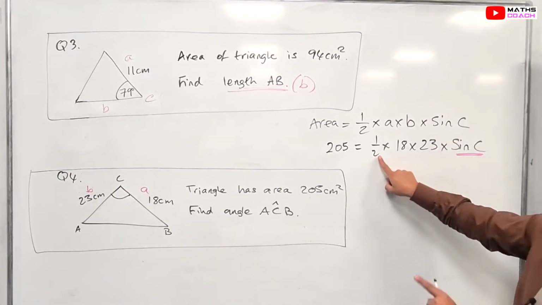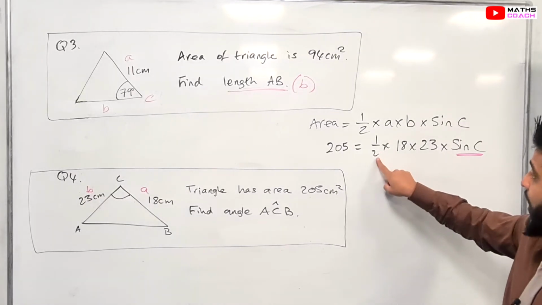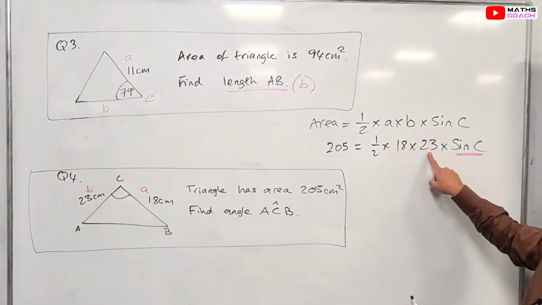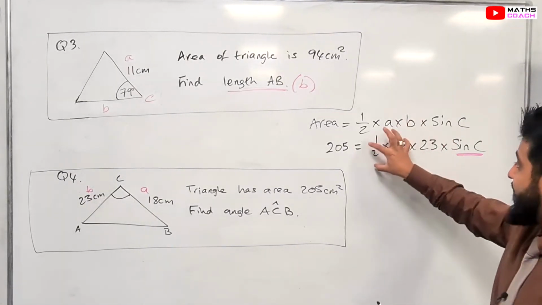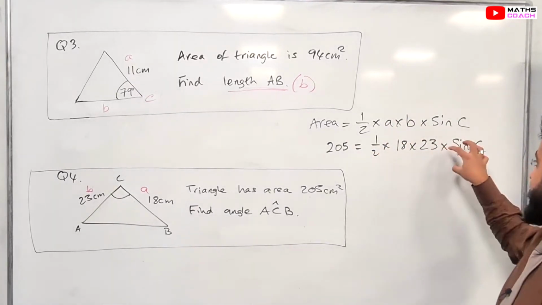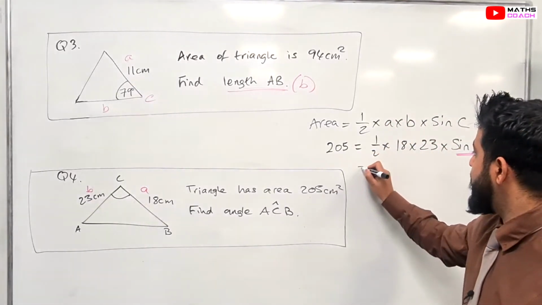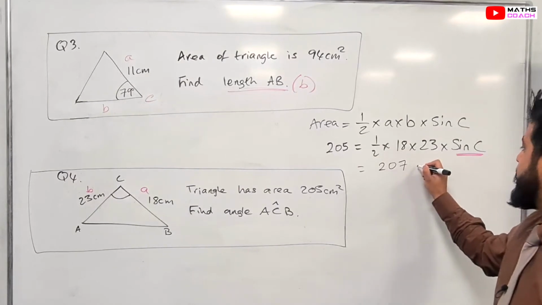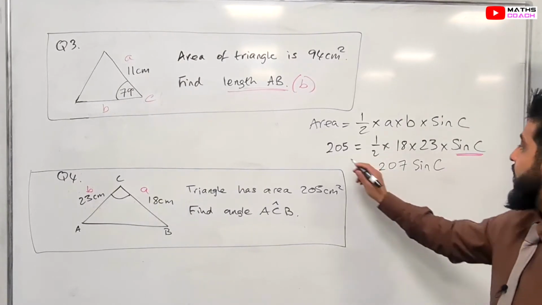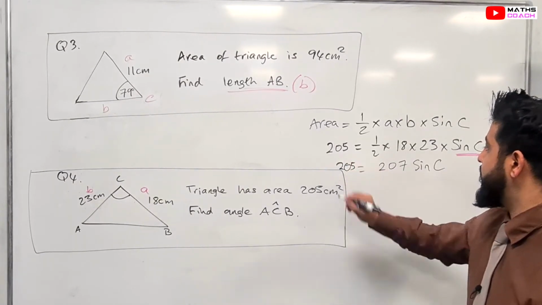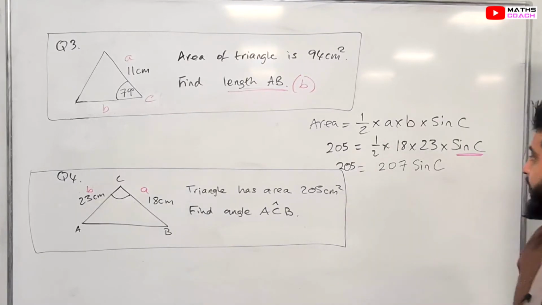So here, can you do for me on your calculators: half times 18 times 23. And what we'll do is write this as one value and then sine C. So this gives us 207 sine C. And obviously on the other side, we've still got 205. It's a bit squashy in there.